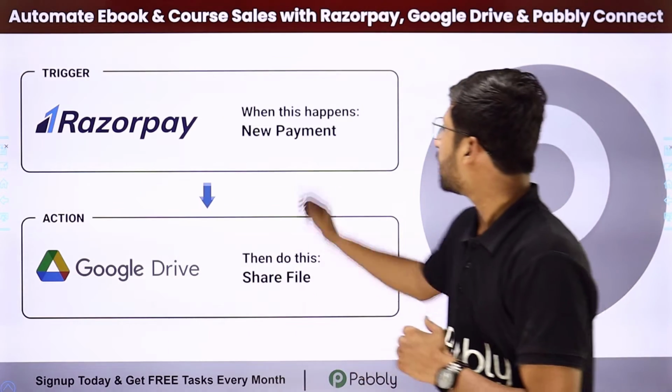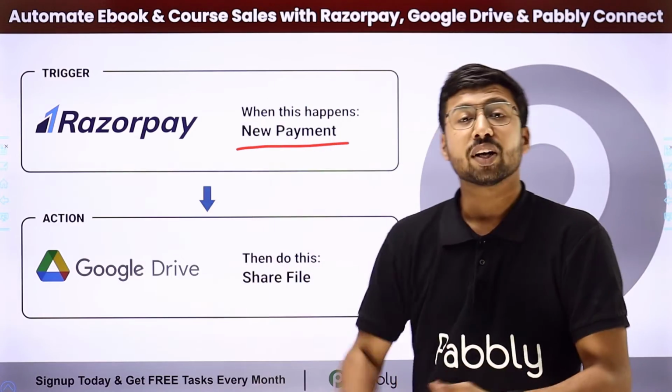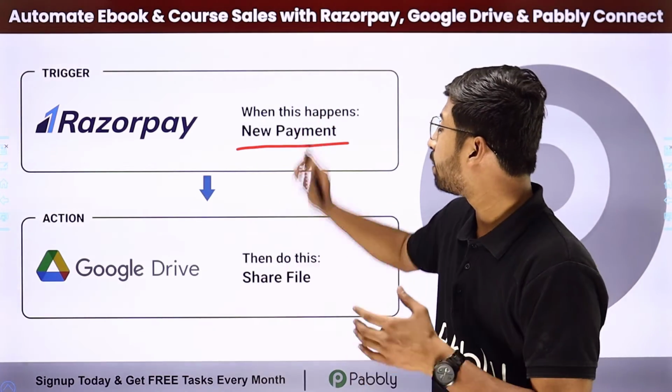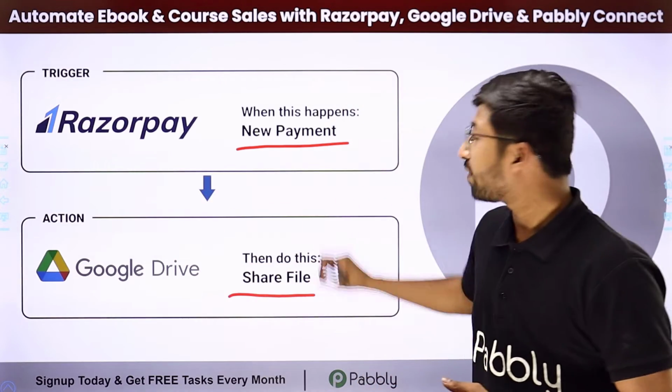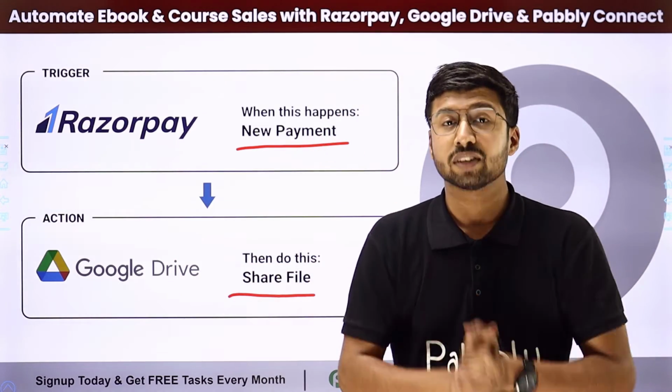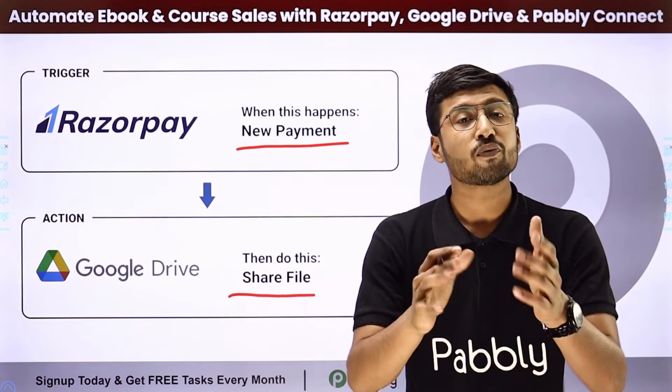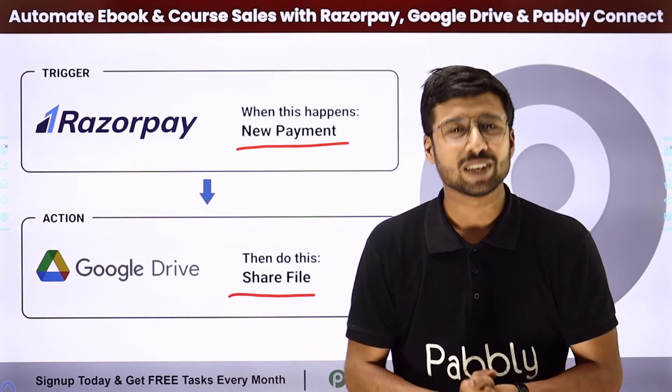So in this automation, whenever we are going to receive a new payment in Razorpay, automatically we are going to share the course file for which they made the payment from our Google Drive on the same person's email address as well. Now, if you want to know how you can set up this kind of automation, for that you just have to come with me to my screen.